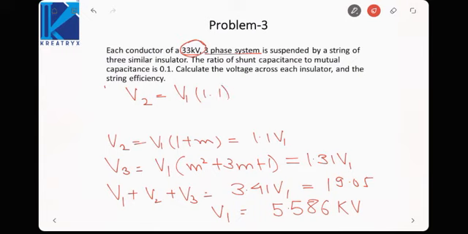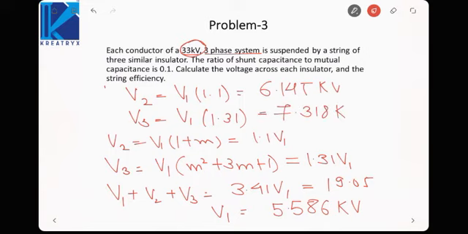To find out V2, V2 will be equal to V1 into 1.1. So how much does this come out? This will come out to be 6.145 kV. V3 is equal to V1 into 1.31. So how much does this come out? So this will come out to be 7.318 kV. So this is the voltage across each insulator.